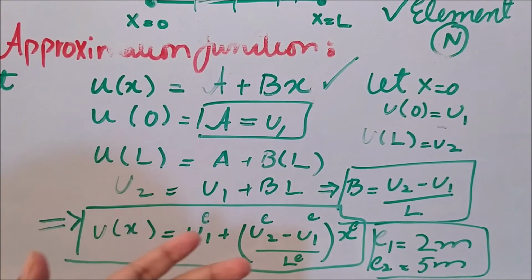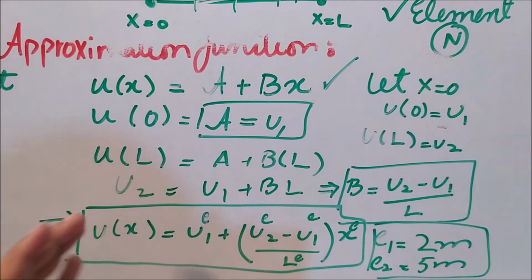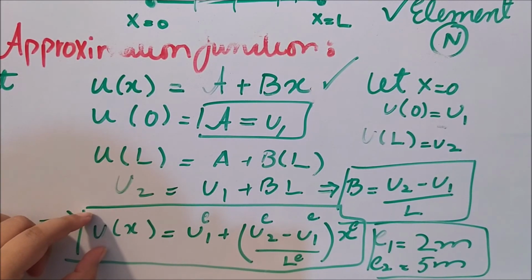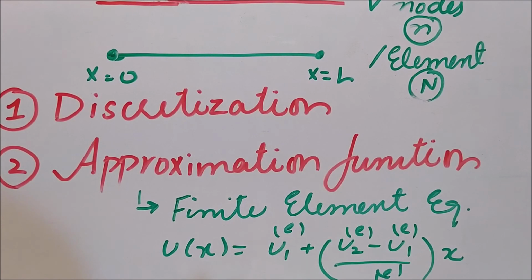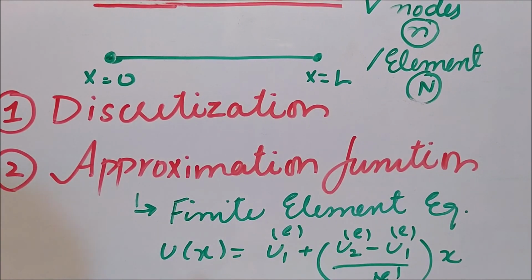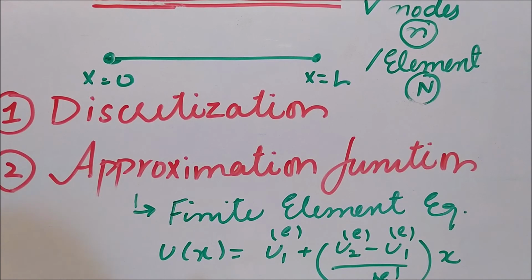So we have derived an equation for our problem, that is the finite element equation, and that is very important because we will need it in order to find the specific displacement values at specific points. So far we have discussed two steps of the direct method. The first one is discretization of the structure, and the second one is the approximation function, and we have the finite element equation from this. So we will continue this in the next video from the third step. So this is it for now.